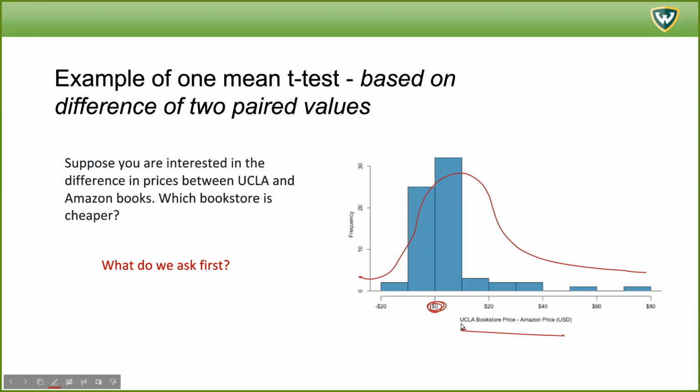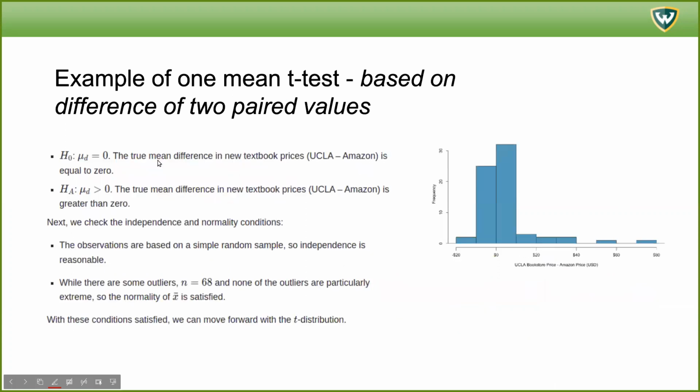In the textbook example, it's UCLA minus Amazon price. So the mean is around zero, because it's pretty close. Some books have just a little difference, a $1 difference or negative $1 difference, but some books are more like $20 differences and so on. Notice how this is already the difference, and that's the only variable we need to use. So for the hypothesis test, we're going to assume that the difference equals zero as the null hypothesis. Well, we should assume that they're the same.